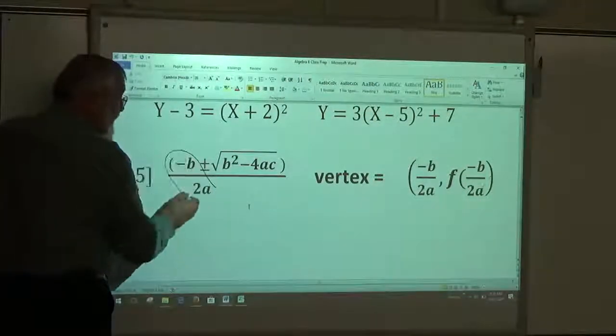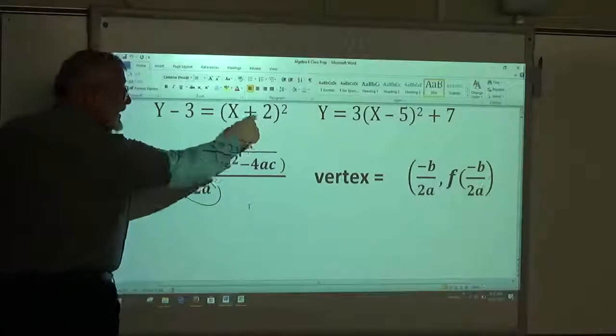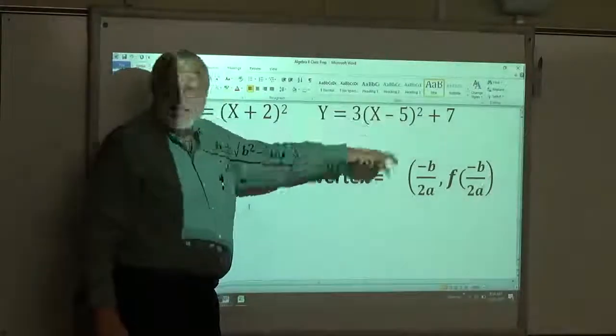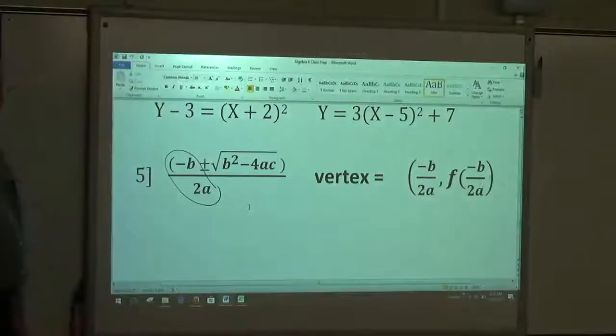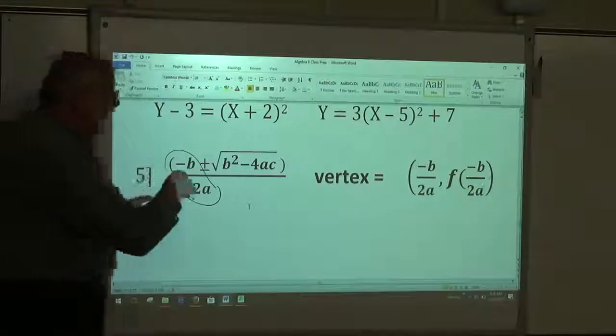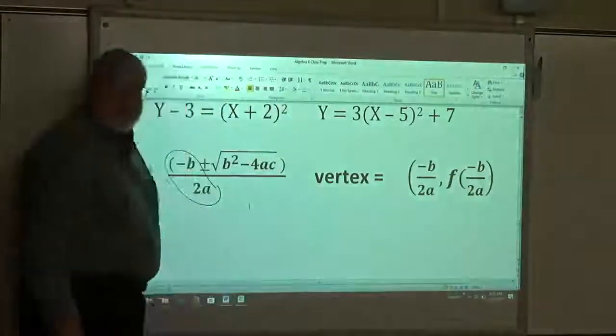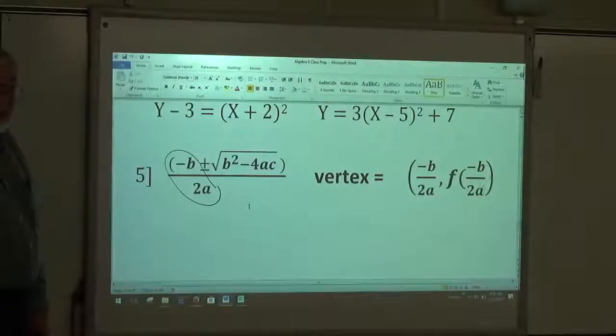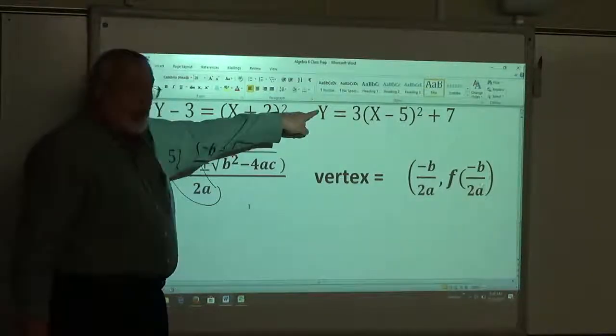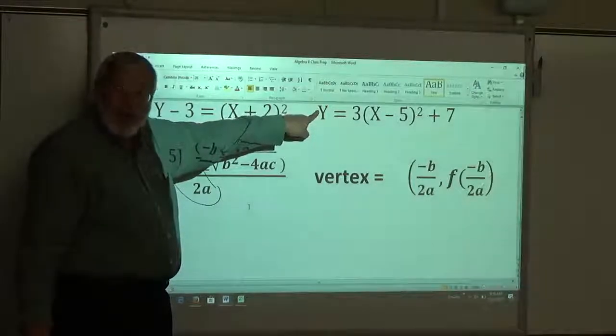This right here is the same as that negative 2 or that 5. Okay. Now, how do I find the y value? You have to take whatever this value is and replace the x with that number, and you will get the y value. All right, so if it's in this form, it's much easier to find the y value.